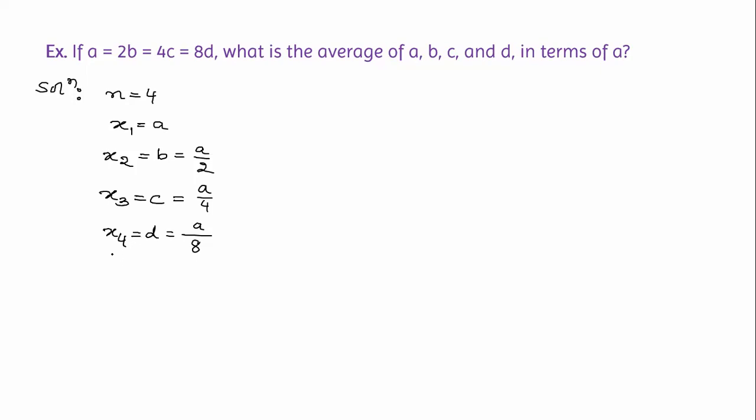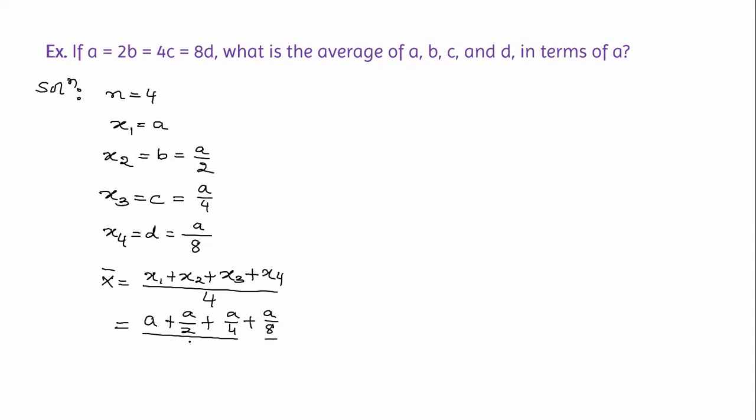Now we have to find the arithmetic mean. X bar, we know, is nothing but x1 plus x2 plus x3 plus x4 divided by 4. So this is equal to, just go on adding, A plus A by 2 plus A by 4 plus A by 8, divided by 4. So this is equal to 1 by 4. Again, A can be taken common. The remaining part is 1 plus 1 by 2 plus 1 by 4 plus 1 by 8.